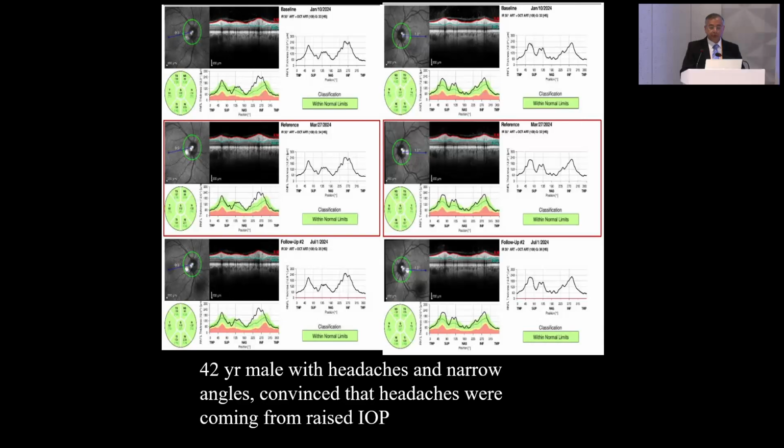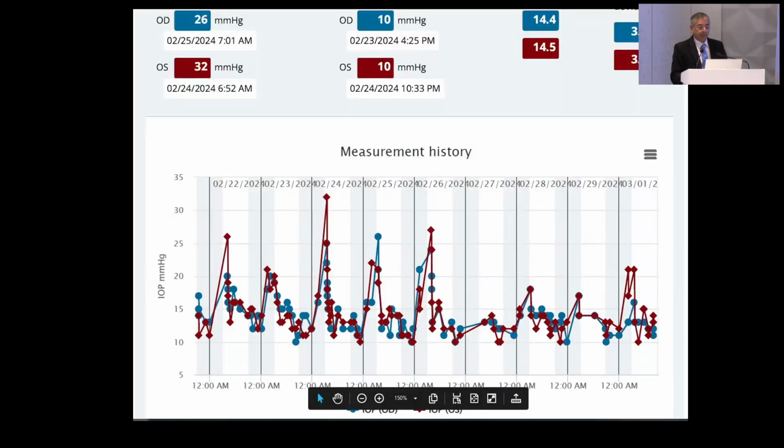This is a 42-year-old male with headaches, narrow angles, convinced that the headaches are coming from raised pressure. This patient insisted that he has narrow angle glaucoma. And I said, okay, we'll do a laser iridotomy, and your headaches will not go because your headaches are not coming from narrow angles. They're coming from dry eye. But he wasn't convinced. We saw the OCT was not changing over time.